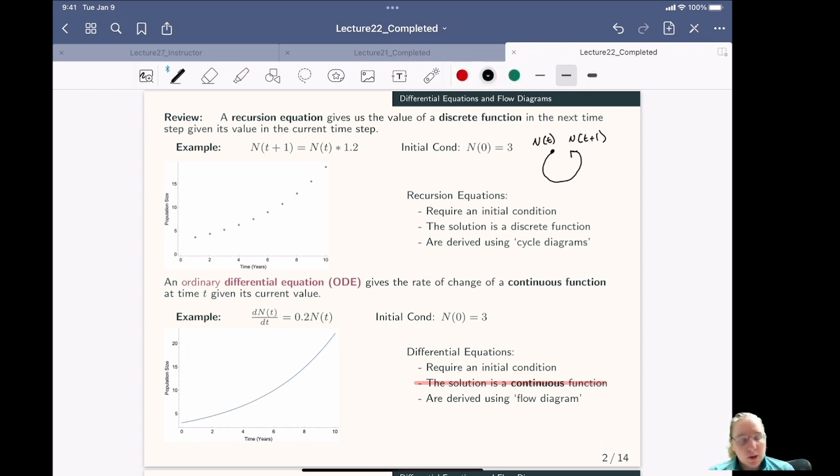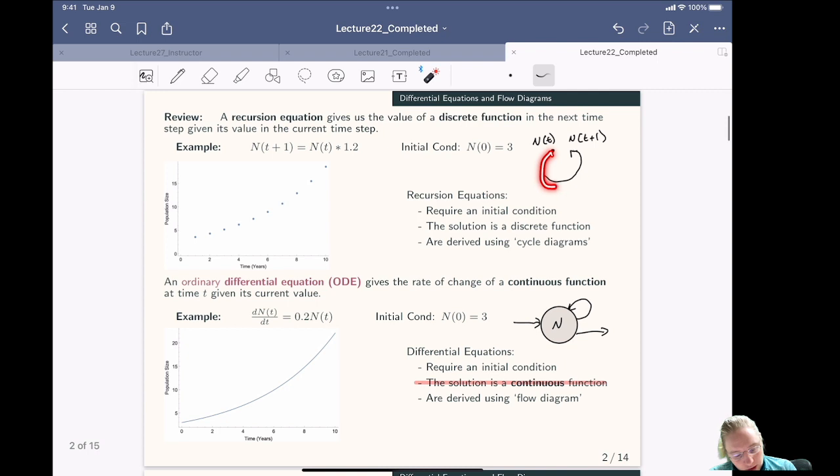Unlike a recursion equation where we use these cycle diagrams, when we talk about differential equations, we're going to use something called a flow diagram. What a flow diagram looks like is something like this. We have our quantity n, and we have some flow into this bucket and some flow out of this bucket. This is like the level of water in a bucket. You have some flow in and some flow out, and that flow happens continuously, compared to things like this, where you add a little bit of water to the bucket every day and you take a little bit of water out of the bucket every day. So this describes discrete things, this describes continuous flow.